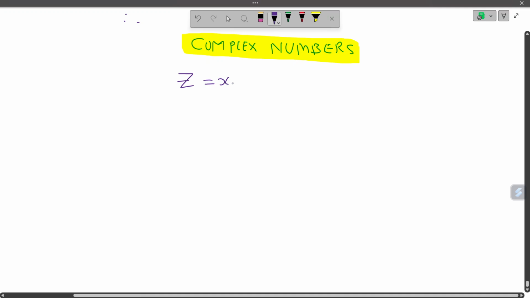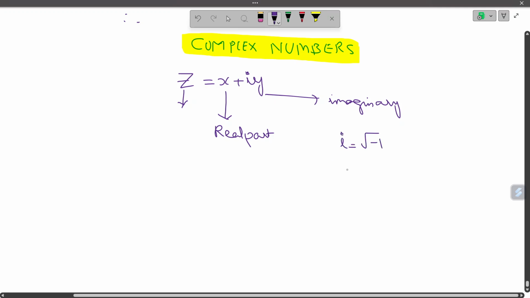A number of the form x plus iy is called a complex number and it is denoted by z. Here x is called the real part of the complex number, and iy is called the imaginary part. And i is the square root of minus 1.